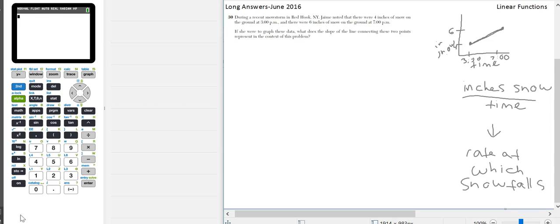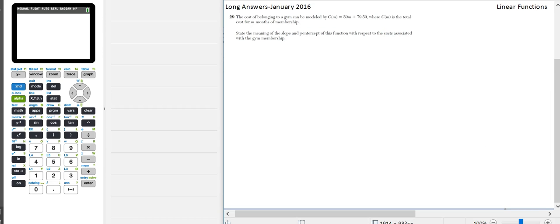Let's look at another question from the January 2016 Regents. The cost of belonging to a gym can be modeled by C of M is equal to 50M plus 79.50, where C of M is the total cost for M months of membership. State the meaning of the slope and the y-intercept of this function with respect to the costs associated with the gym membership. So let's look at the equation.